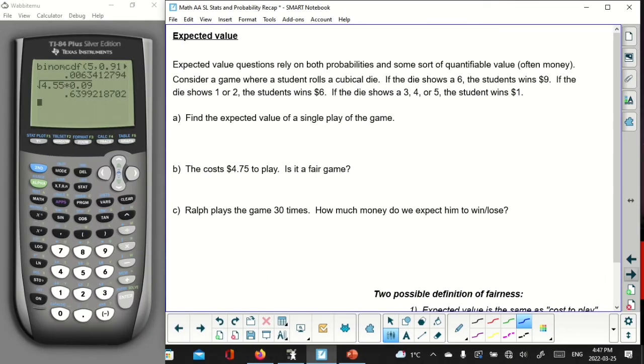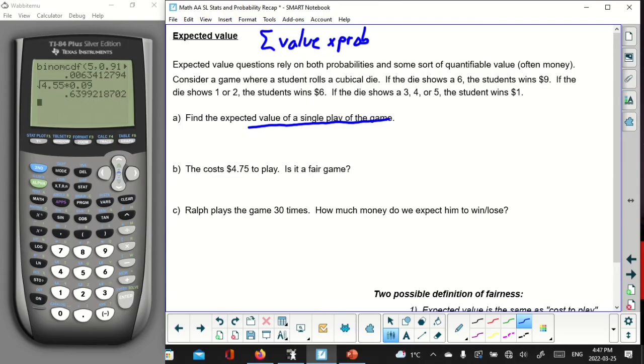This leads into expected value. So expected value is essentially just the value of some outcome times its probability, and you sum up all of those. Expected value questions rely on both probabilities and some sort of quantifiable value, often money. So if we think about a game where a student rolls a cubical die, and if the die shows a 6, the student wins $9. If the die shows 1 or 2, they win $6, and if it shows any other number, the student wins $1. The expected value for a single play of the game is really sort of the average amount of money you'd win from one play.